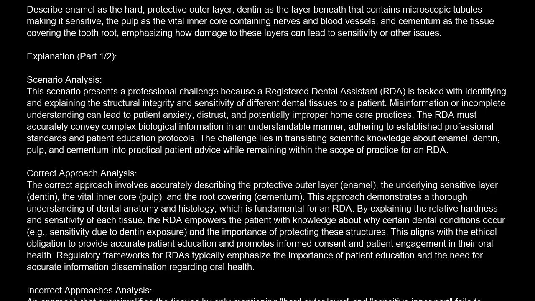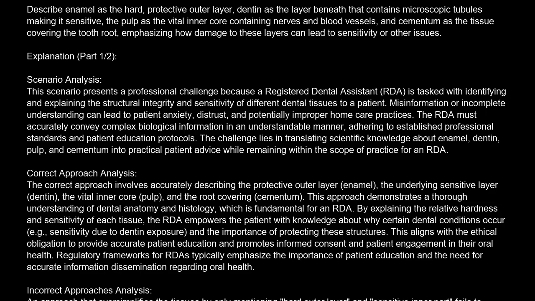Explanation. Scenario analysis. This scenario presents a professional challenge because a registered dental assistant, RDA, is tasked with identifying and explaining the structural integrity and sensitivity of different dental tissues to a patient. Misinformation or incomplete understanding can lead to patient anxiety, distrust, and potentially improper home care practices. The RDA must accurately convey complex biological information in an understandable manner, adhering to established professional standards and patient education protocols. The challenge lies in translating scientific knowledge about enamel, dentin, pulp, and cementum into practical patient advice while remaining within the scope of practice for an RDA.